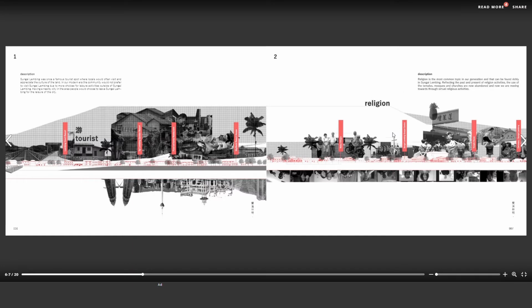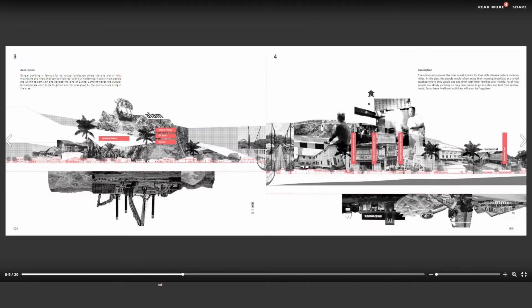The second one is religion. You can see here we have listed out religion hotspots, and the community as well. This collage explains that the community back in the old days would often worship by going to the church, temple, or mosque. As of now, during the COVID season, most of them do virtual religious activities instead of going back to these centers.